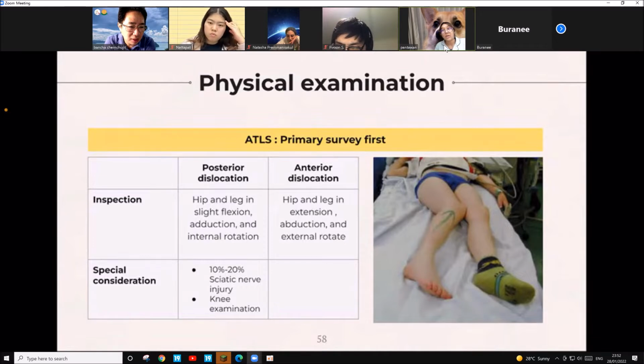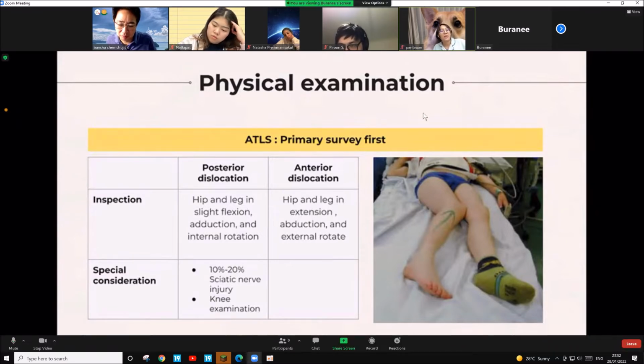By checking the quadriceps. Yeah, quadriceps. Right. The femoral nerve supplies the quadriceps, so the patient has weakness of the quadriceps and numbness, right? Okay, very good. Next.